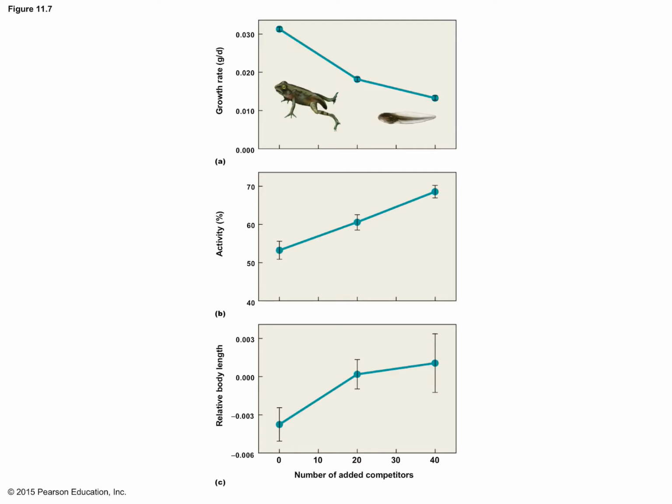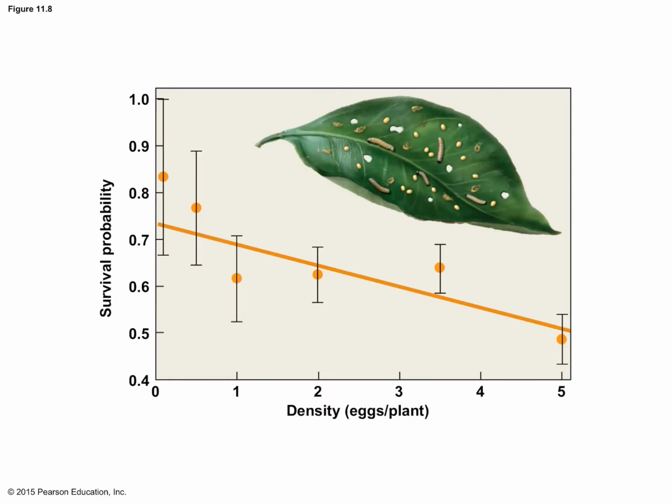So up to this point, we had talked about competition for resources at high population densities, how that can suppress individual growth, but it can also reduce survival. So as the density of monarch butterfly eggs, for example, on a plant increases, the probability of survival decreases. And that's exactly what you see in this figure.